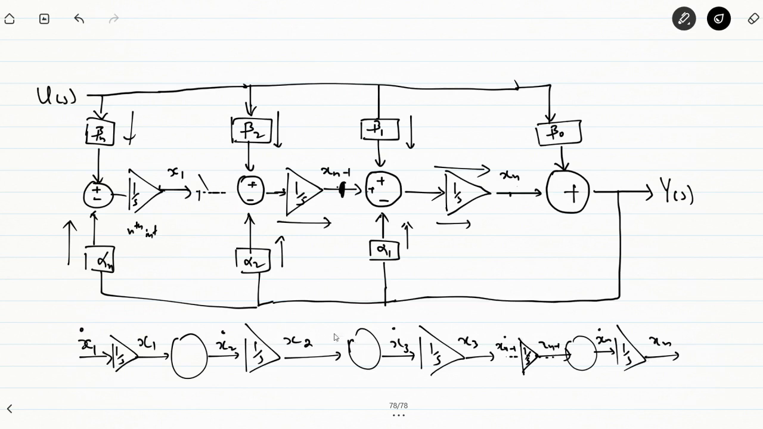Now आपके पास x1 dot, x2 dot, x3 dot, x4 dot, ये सारी terms हैं. Now from the block diagram, so if this is x1 dot, यहाँ पे x2 dot होगा, यहाँ पे xn-1 dot है, and this is xn dot. From the block diagram we can see what is the value of xn dot. Xn dot is beta 1 u minus alpha 1 y plus xn minus 1.